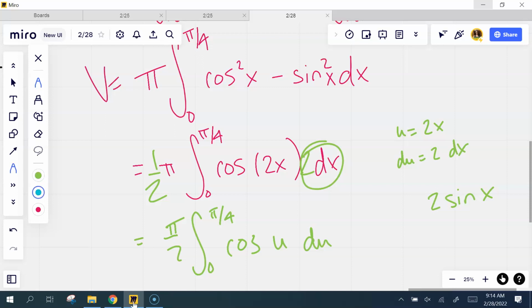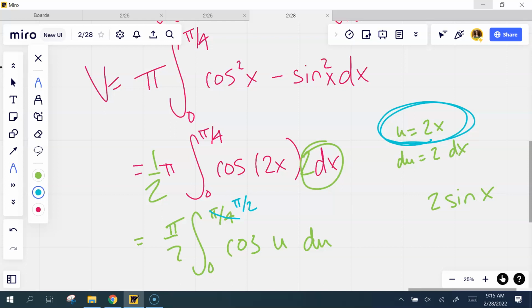But remember, this is changing my bounds if I do this. So this is going to change this, because u is 2x to pi over 2. How can you just do that? No, you can't. Because if I use substitution on a definite integral, I have to write my bounds in terms of u.